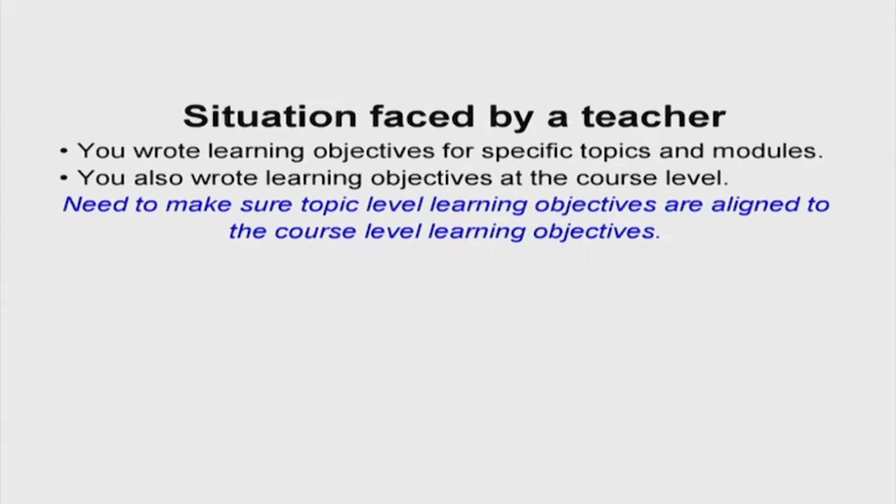So, now here is the situation that a teacher faces, where most of us are at this point: you wrote learning objectives for specific topics and modules, you also wrote learning objectives at the course level. But the next point all of us need to pay attention to is to make sure that the topic level learning objectives and the course level learning objectives are aligned with each other. Because one is at a specific level in the course, the other is for the course as a whole. These cannot be independent, they cannot be separate, and they have to be exactly aligned to each other. So, this is one requirement that the teacher has to fulfill while doing course design.